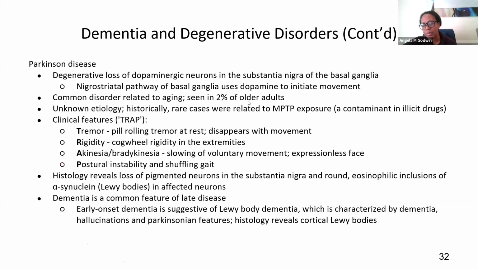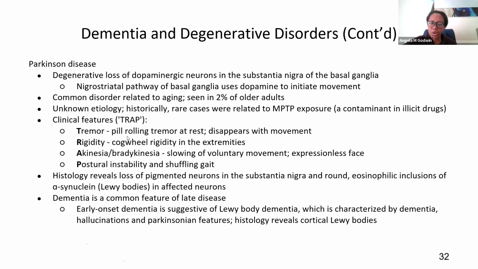The etiology for Parkinson's is really considered unknown. Rare cases were connected before to what's called MPTP exposure, which again, I don't know if that's really considered a connection now to Parkinson's. But the clinical presentation is the TRAP: tremor, rigidity, akinesia or bradykinesia, and postural instability.